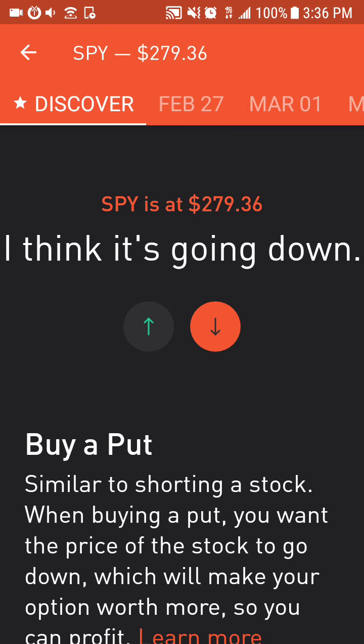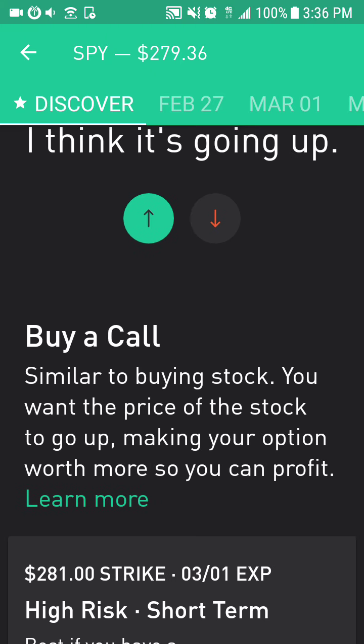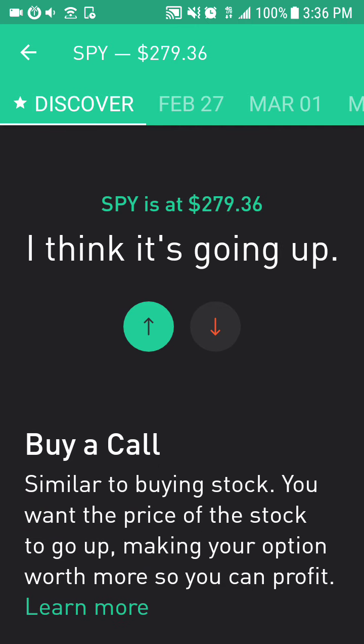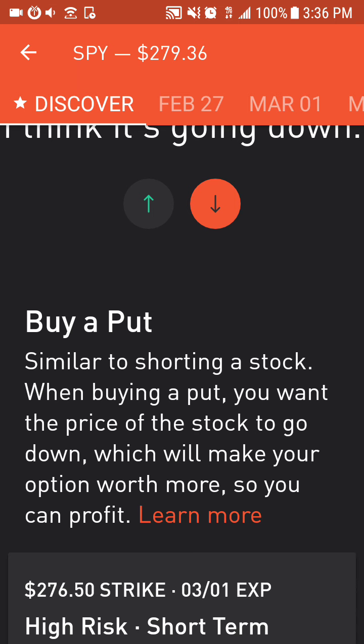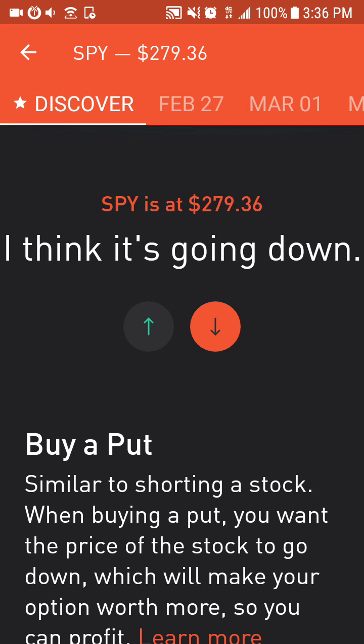As I mentioned, keep in mind which direction you want. You want to buy the option. So if you think it's going to go up, buy a call option, similar to buying a stock. You want the price of the stock to go up, making your option worth more so you can profit. And if you think it'll go down, you'll buy a put option. It's similar to shorting a stock, and you want the price of the stock to go down, which will make your option worth more so you can profit.